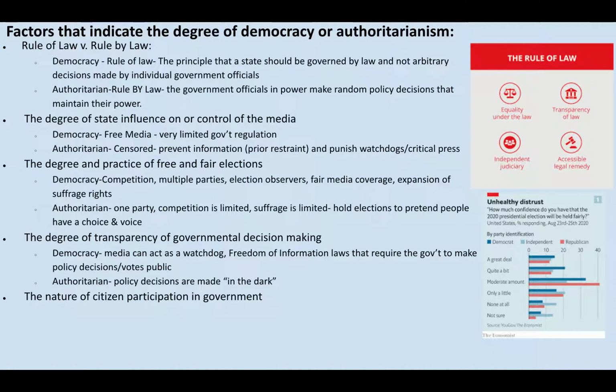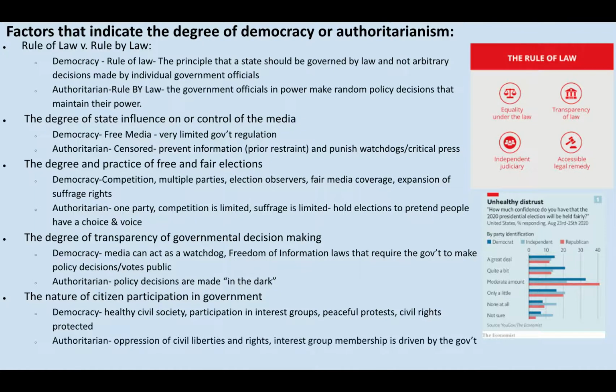And then the nature of citizen participation in government. In a democracy, you're going to have a healthy civic society or civil society, which is going to include participation in interest groups, the ability to have social movements and protest, and civil rights are protected. In authoritarian regimes, you're going to have an oppression of civil rights and liberties. Interest group membership is driven by the government. So like the government might make an interest group for people to join. So people, again, feel like they have some control and voice and choice in the government, but they don't.